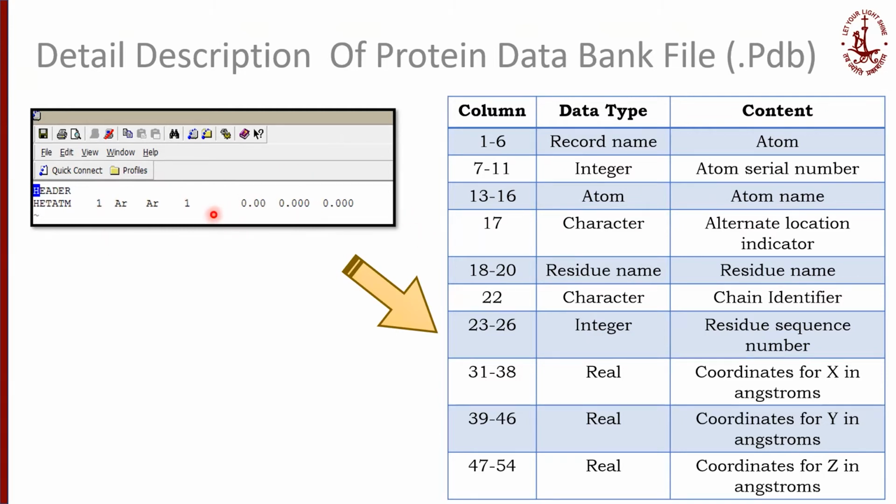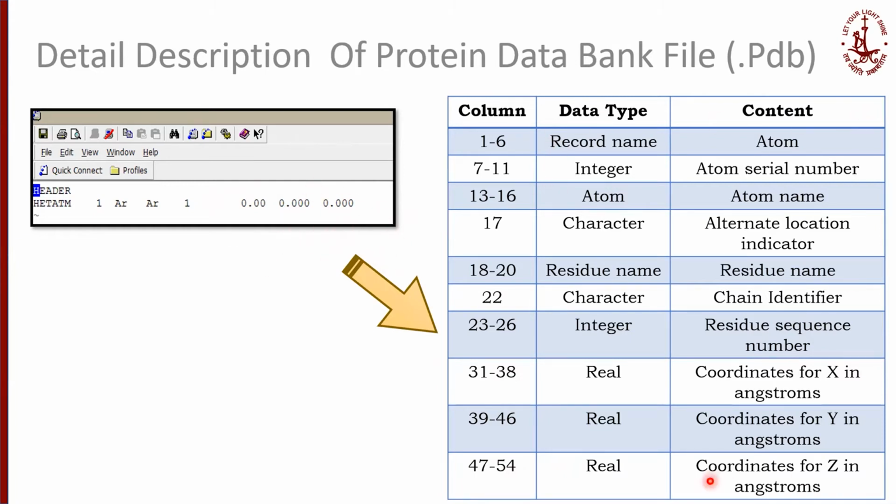23 to 26 is an integer residue sequence number. Then 31 to 38, 39 to 46, and 47 to 54. These last three are the coordinates along the x-axis, y-axis, and z-axis. And these coordinates, please remember, are given only in angstrom. What you get in a GRO file is in nanometer. What you get in a PDB file is in angstrom. So these are all coordinates in terms of angstrom.